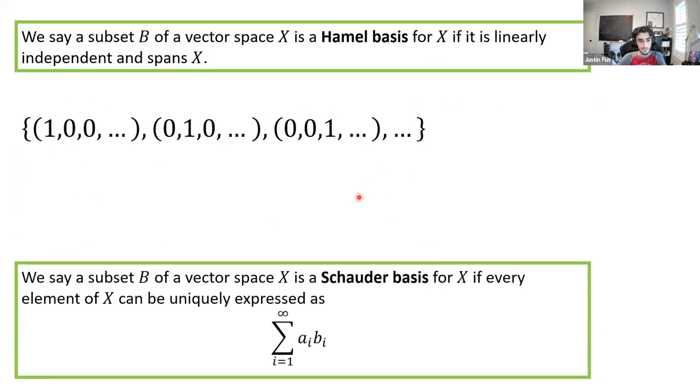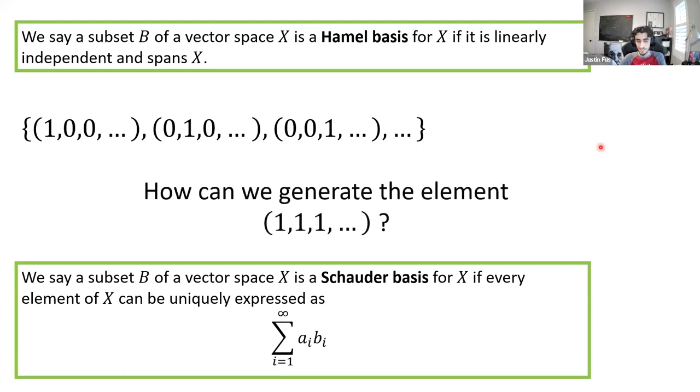All right, let's consider an example. So here we have a set of vectors, which is sequences which have one in exactly one term and zero everywhere else. How can we generate an element 1, 1, 1? It's very tempting to say that this is a basis for our sequence space that we have here, say LP or L infinity.